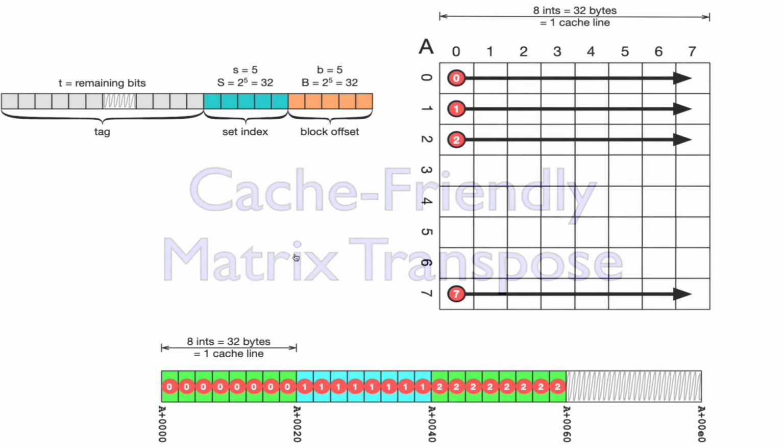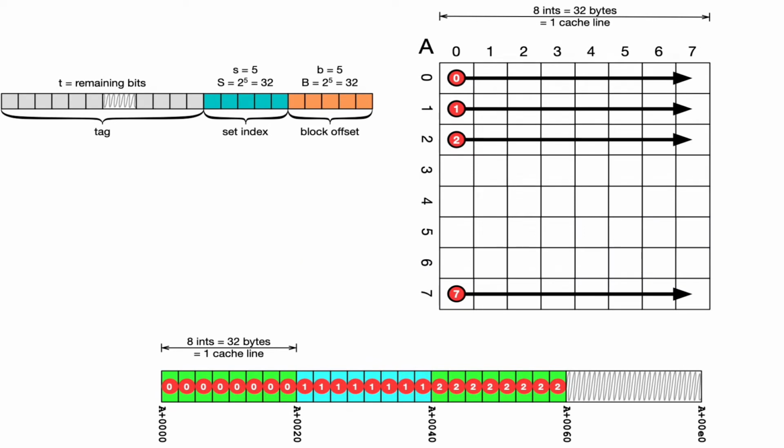I'm getting a lot of questions about the matrix transpose problem in the cache lab, and I thought I'd spend a little bit more time trying to unpack this for you. The first thing to note is that we are told in the lab assignment the architecture of the cache.